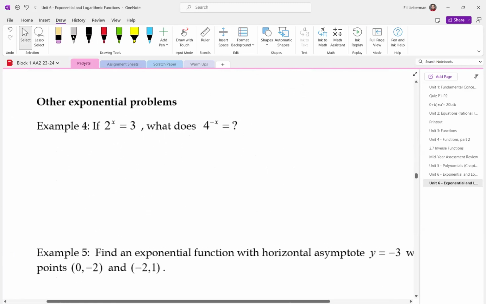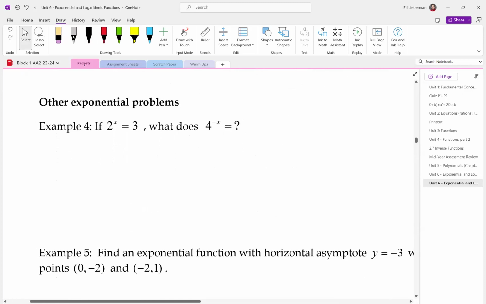If 2 to the x equals 3, what is 4 to the negative x equal? This is a little bit of a trick problem. I'm going to give you a chance to think about this, but my big hint is it's not asking for x, it's asking for 4 to the negative x. So see if you could figure out what this equals.